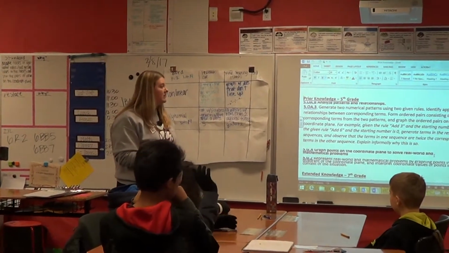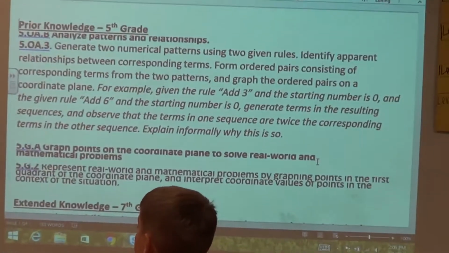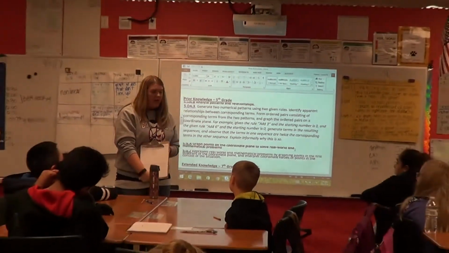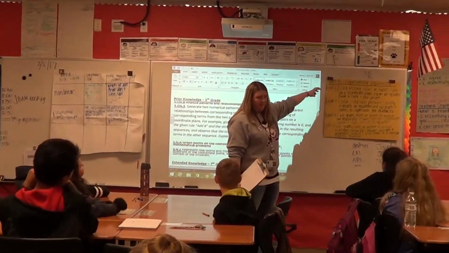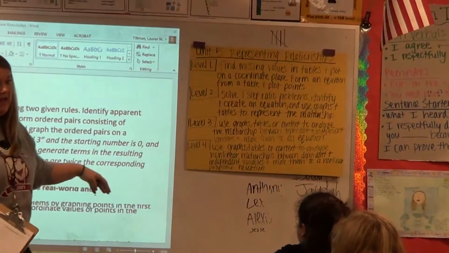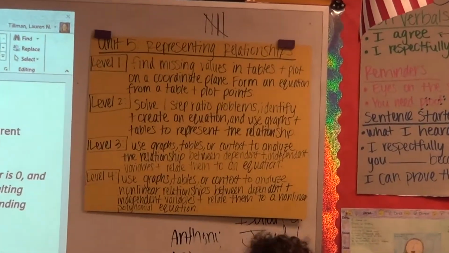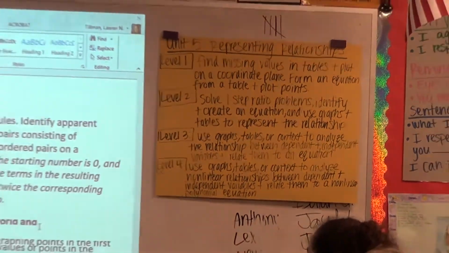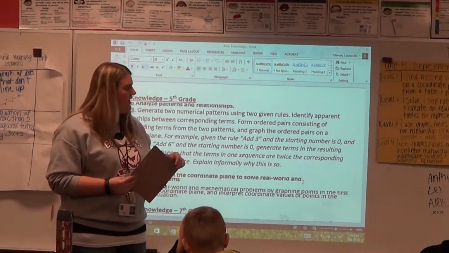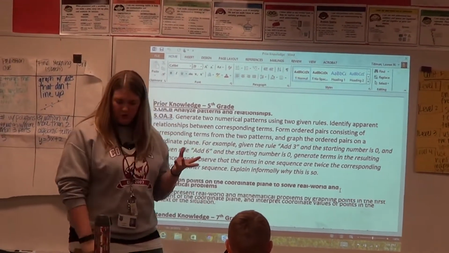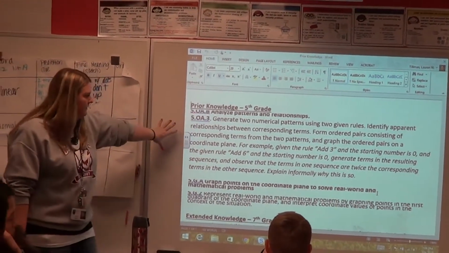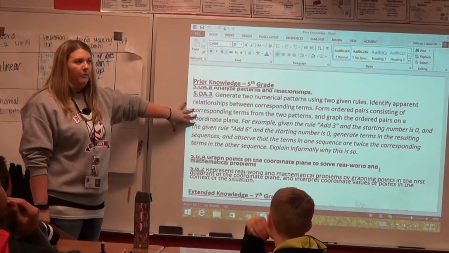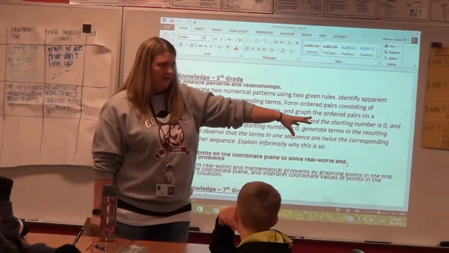So what you're going to do today in your table groups is each group is going to have a different set of questions, and each of these clipboards is going to match a level on our test. We've talked about levels of questions in science and ELA, and levels of questions in math is a little bit different, so we have these split up in math version of levels of questions. Starting with our prior knowledge, these are the 5th grade skills that will help you be successful with the 6th grade skills.